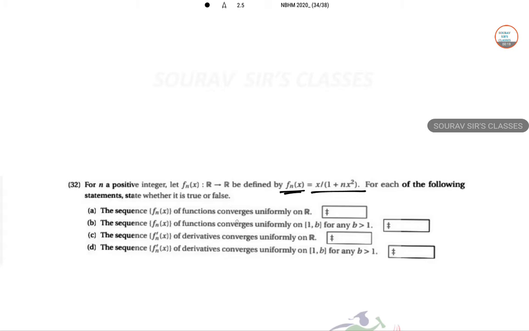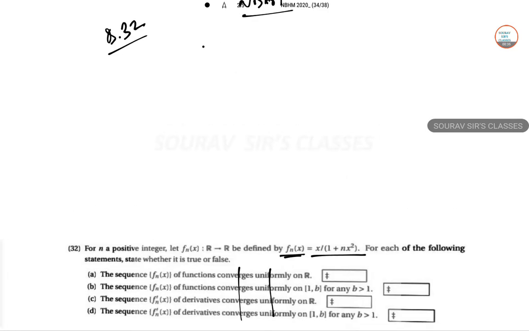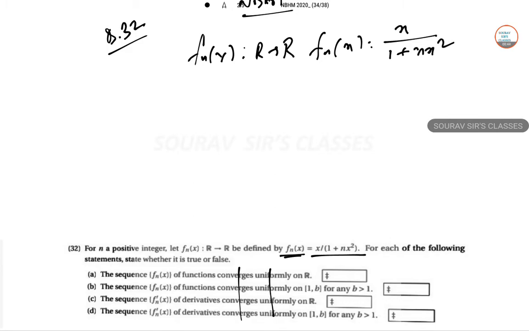The continuous function converges uniformly with this. So the sequence of functions is convergent, obviously. Whether it is uniformly convergent, that is the point we need to find out for these two parts. So f_n(x) is from R to R, and we can take f_n(x) as x/(1 + nx²).